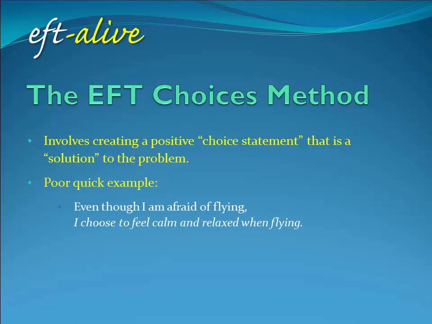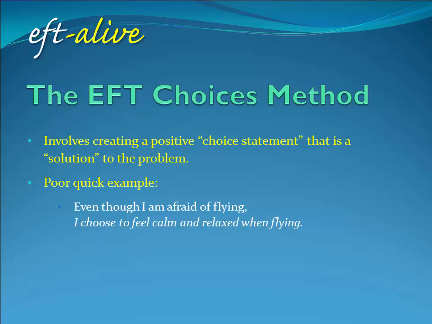So I'm going to give you a poor example, so we don't have to think too much about what makes a good choice statement right off the bat, so that we can first go over the structure of how to do the choices method in terms of the tapping, and then we'll come back and spend the rest of the time on learning how to come up with a really good effective choice statement. So in this quick example, the problem statement might be that I'm afraid of flying.